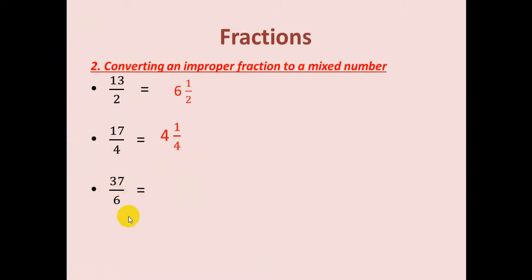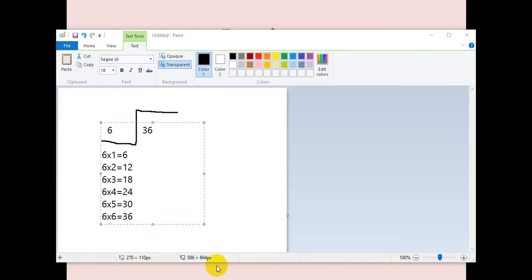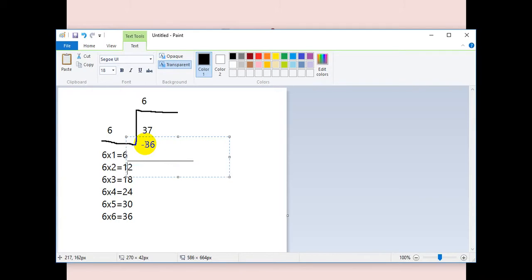Number 3, 37 over 6. We make a long division also. Okay. Here we did the draft. 37 divided by 6, which number is near 37? 6 times 6 equals 36. Write up. See? And here, write 6 times 6 to give me 36, minus, subtract 36. 37 minus 36, it will be 1.